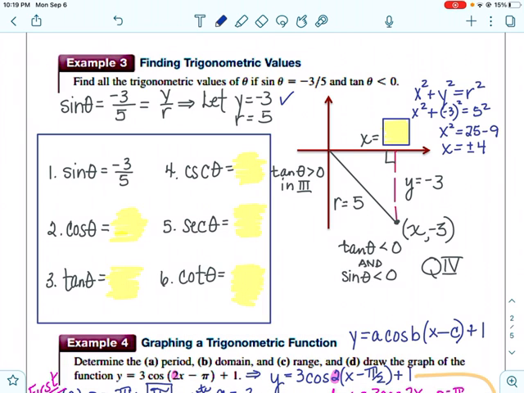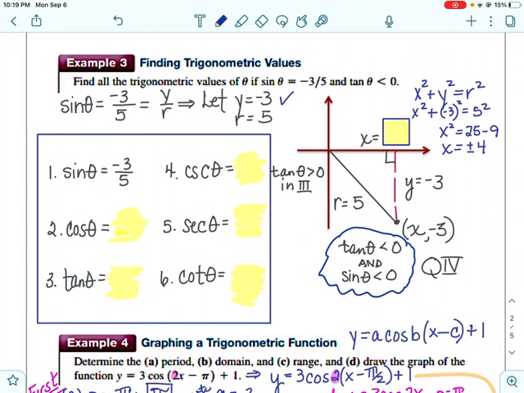So this next problem, example 3, we want to find trigonometric values. Find all of the trigonometric values of theta if sine theta is equal to negative 3/5 and tangent theta is less than 0. So this is actually an and statement. And so I'm going to come down here first. I have this already written. I want to know where tangent theta is less than 0 and sine theta is less than 0. And that occurs in quadrant 4.